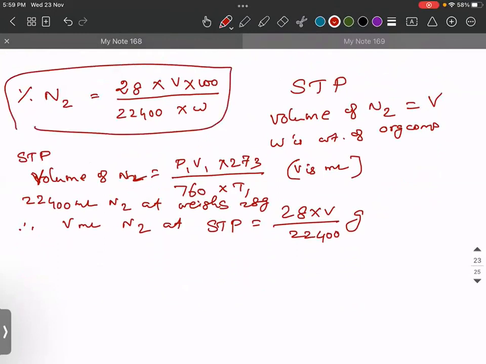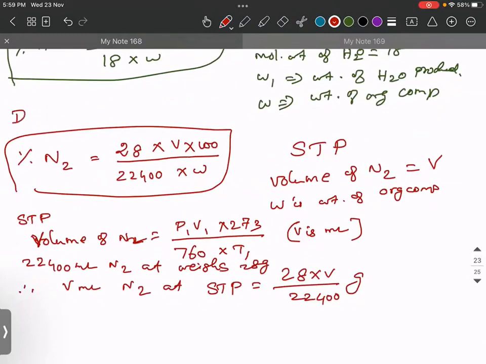Another method is Kjeldahl. So this is from the Dumas method. Then the Kjeldahl method.